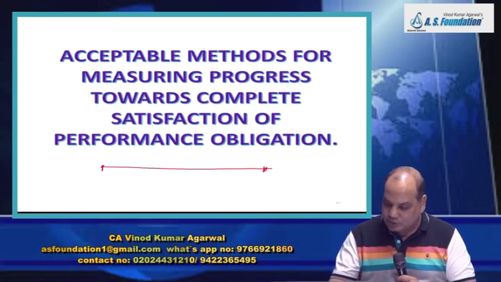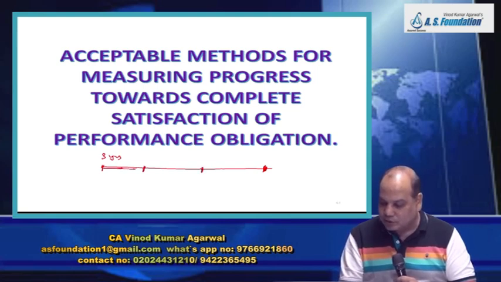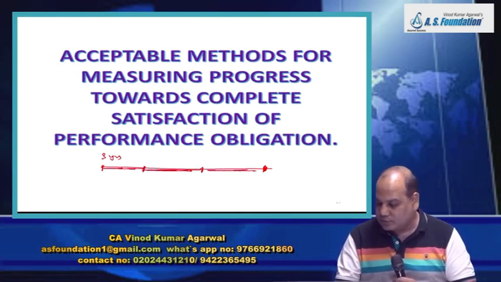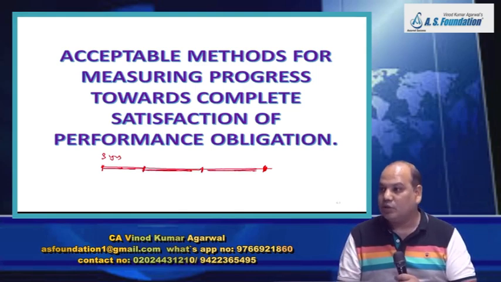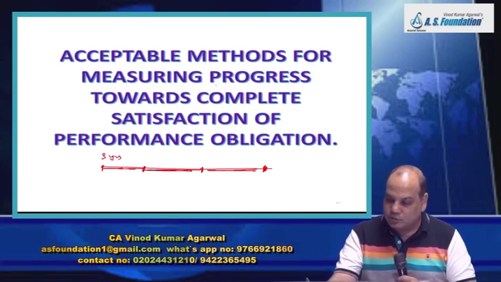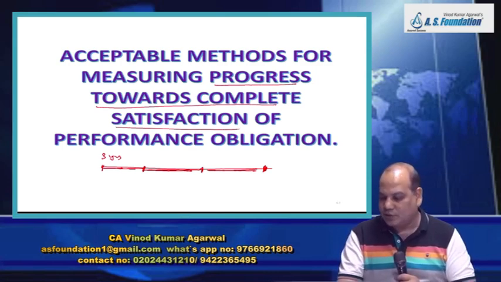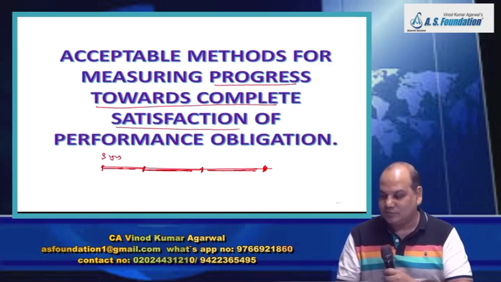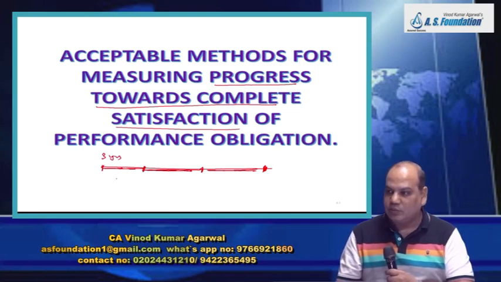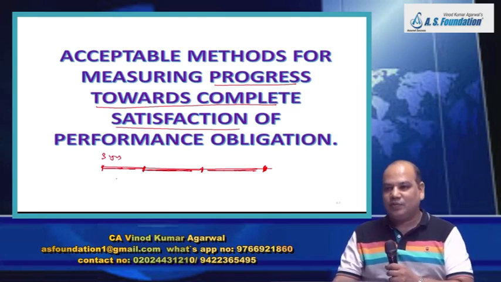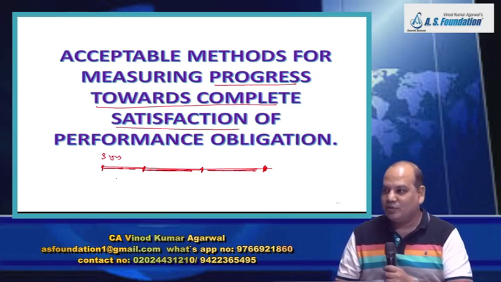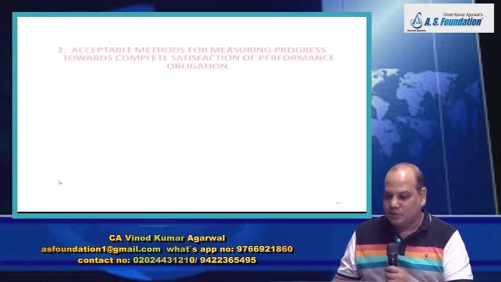The construction of this building will take 3 years. The standard says you can recognize revenue over a period of time if it takes many years. But how much? For that, we need to compute progress towards complete satisfaction of the performance obligation, which in many standards is called the percentage completion method. Okay, stage of completion or percentage completion method.